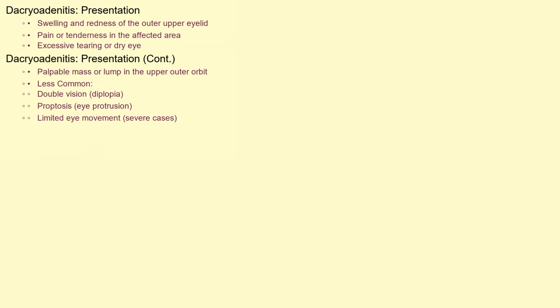How does dacryoadenitis present itself? The most noticeable sign is swelling and redness in the outer upper eyelid. You might also experience pain or tenderness in that area. Excessive tearing or, conversely, dry eye can occur. Some individuals may notice a palpable mass or lump in the upper outer orbit. Double vision or diplopia and proptosis, where the eye protrudes forward, are less common but possible symptoms. In severe cases, limited eye movement can occur.